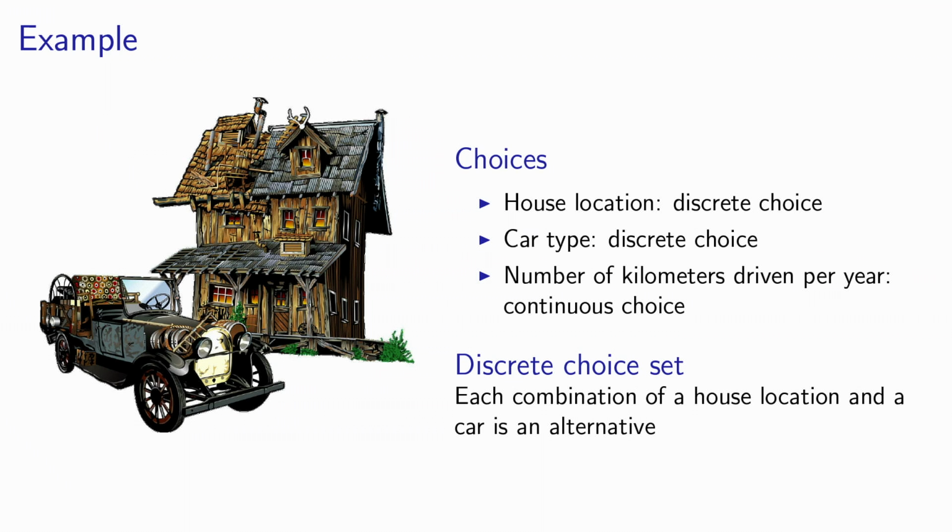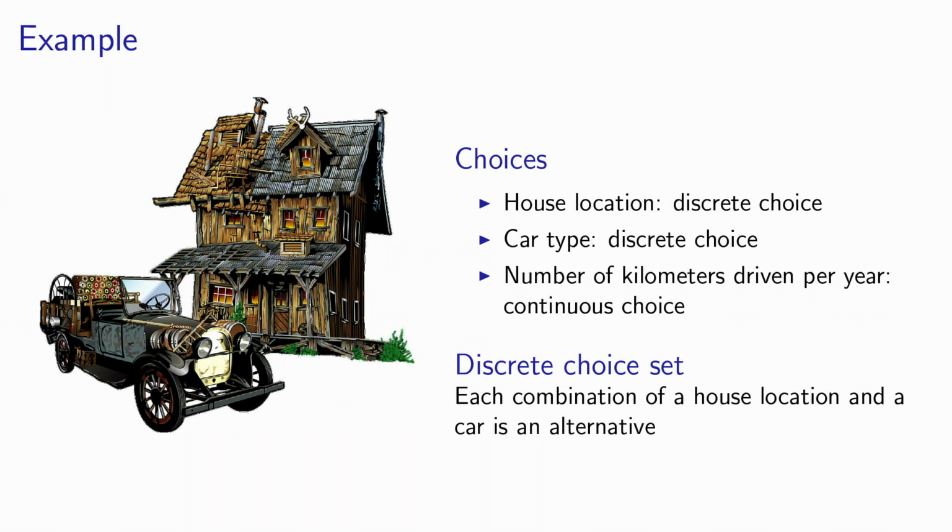The house location is typically a discrete choice. You need to decide which city, and within the city, which one of the houses should be chosen. Car type is also a discrete choice. It depends on the brands and the type of cars. But the number of kilometers driven per year is a continuous choice. And of course, all these decisions are interrelated, because if I decide to drive a low number of kilometers, basically I will choose a small car, while if I drive many kilometers, I may decide to buy a more expensive car, or a larger car, or a more comfortable car.